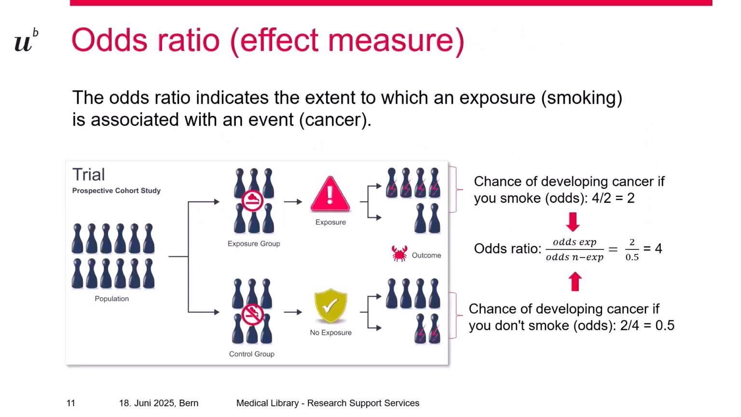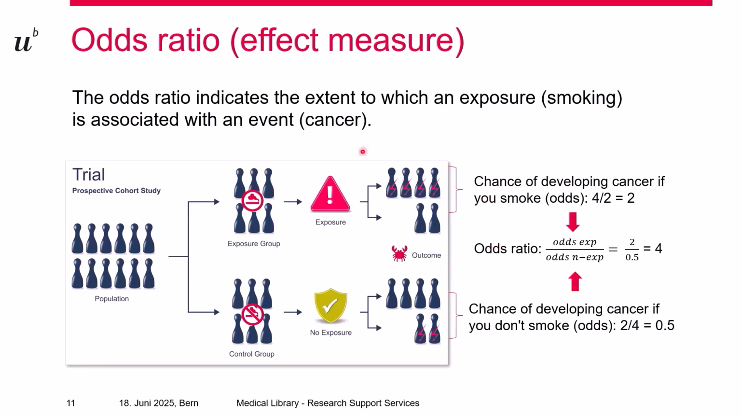So now let's look at the effect measure, our odds ratio, which was the small vertical line in the forest plot. The odds ratio indicates the extent to which an exposure is associated with an event. This is a prospective cohort study, and it looks at whether smoking is associated with developing cancer. And actually, we just look here at the outcome groups.